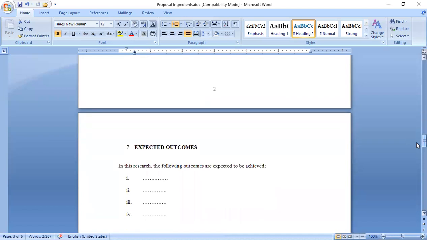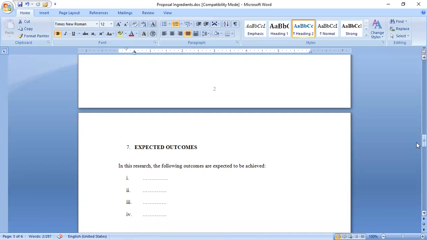Okay, the seventh one is the expected outcomes. Each research proposal has some expected outcomes. No doubt, we cannot completely predict what our real outcomes will be, but we can expect. For example, if I am going to write a proposal for a simulation of a perovskite solar cell, I can write improved power conversion efficiency, improved short circuit current value, open circuit voltage value, fill factor, stability, and other parameters.